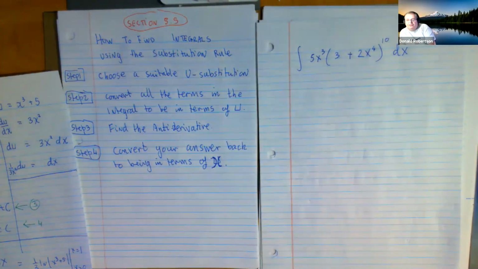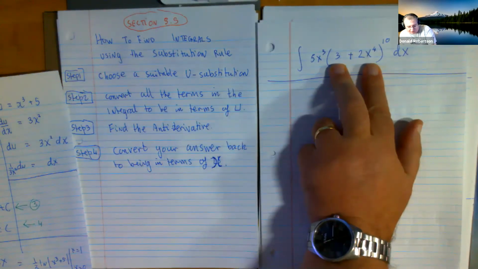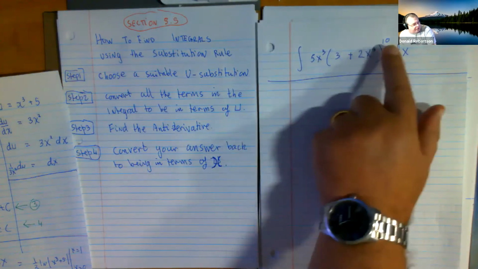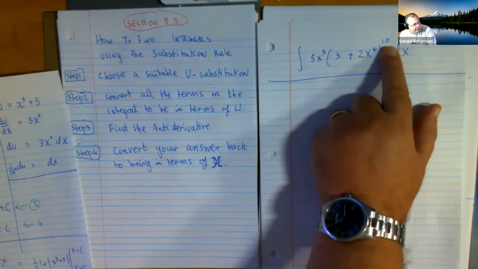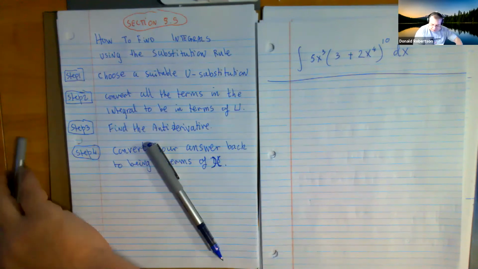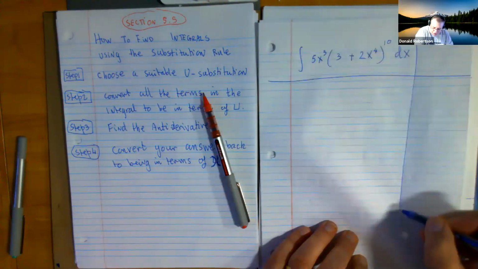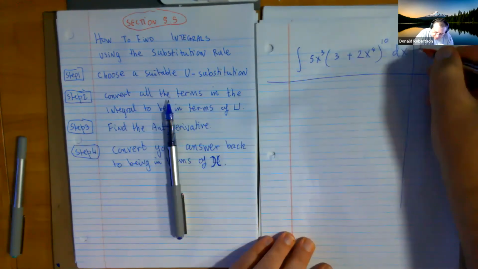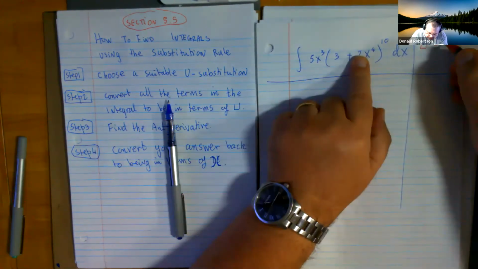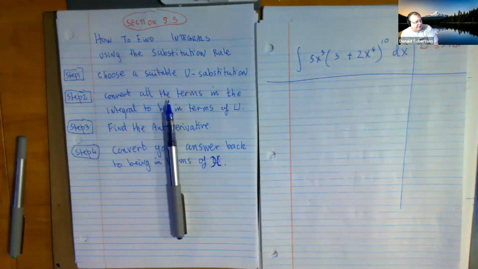If you ever get an integral where there is a bracket with some ugly stuff inside it, raised to the power of 2, 10, or 1,000,000, like this, in those situations, you will choose a u-sub to be whatever is inside the brackets. Okay?